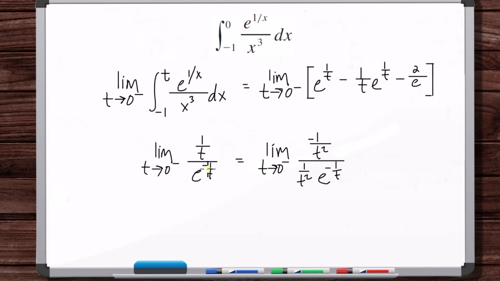Right? You see how that works? The derivative of e to the minus 1 over t is e to the minus 1 over t times the derivative of minus 1 over t, which is 1 over t squared. So minus e. Okay. As t approaches 0 from the left, this goes to negative infinity. So 1 over e to the infinity approaches 0. So this approaches 0. This approaches 0. So this approaches minus 2 over e.